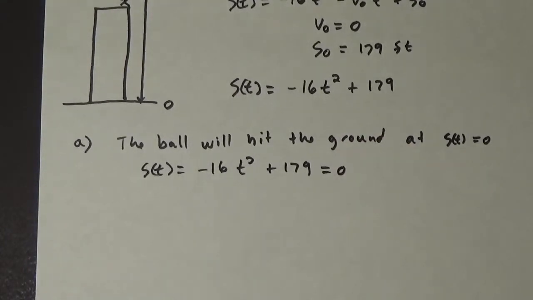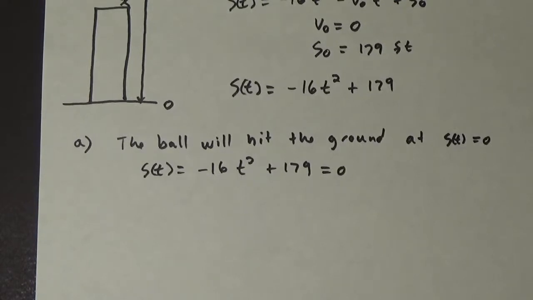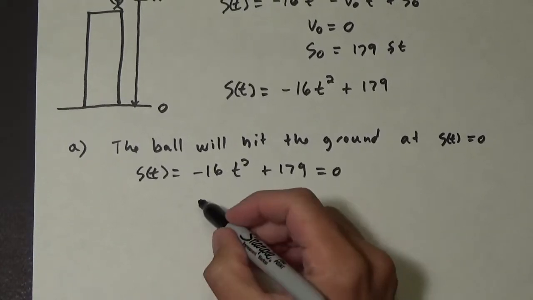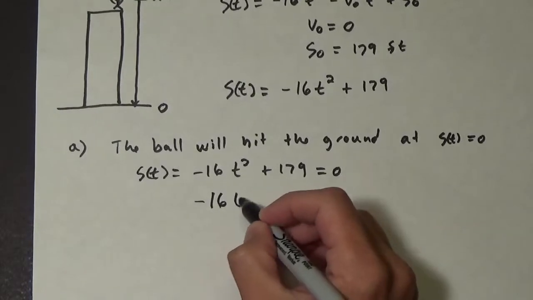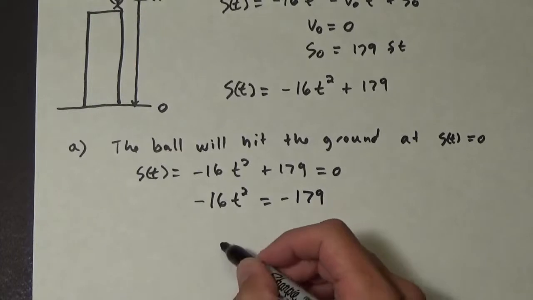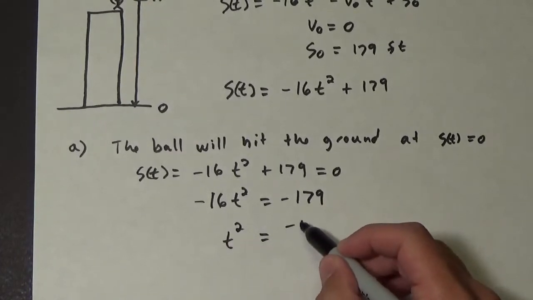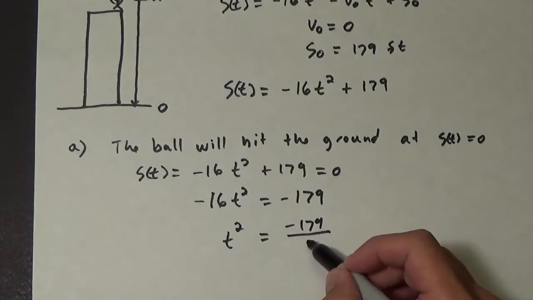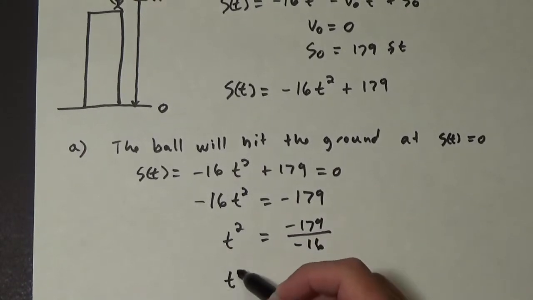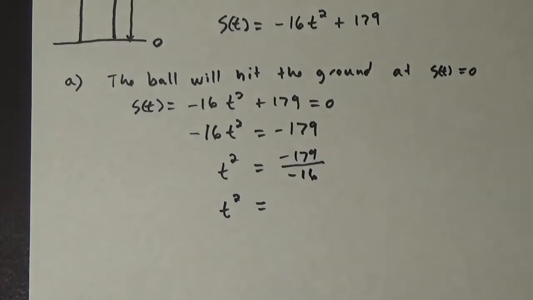With this particular problem, we can solve this by extracting the square root. We'll put the 179 on the other side, so we have negative 16t squared equals negative 179. We'll divide each side by negative 16. So we get negative 179 over negative 16. What is 179 over 16? We need to get out our calculator.